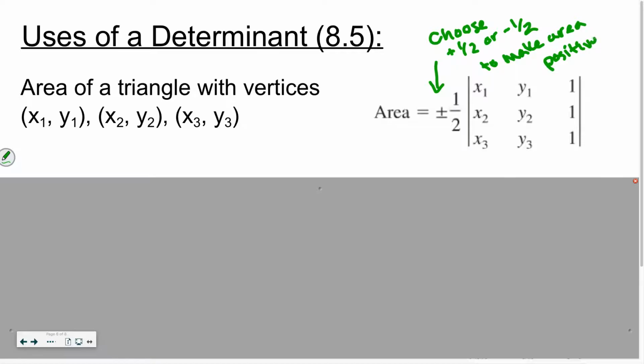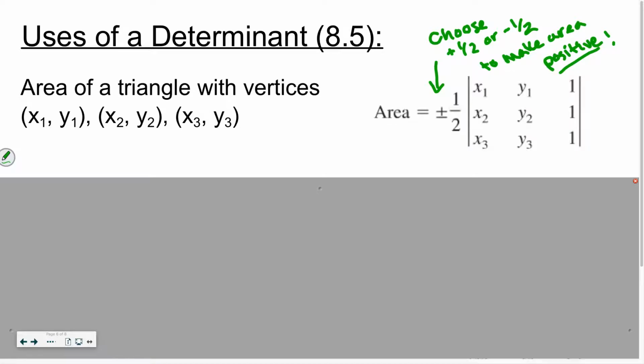But if we're talking about area of a triangle, we would argue from geometry that the area of a triangle should be positive. So if you get a positive determinant, multiply by positive 1/2. If you get a negative determinant, multiply by negative 1/2. Your area in the end should be a positive number.